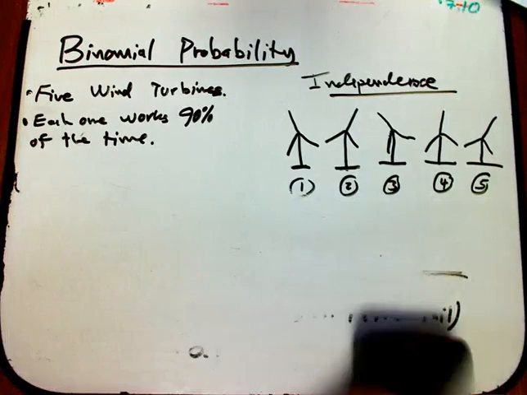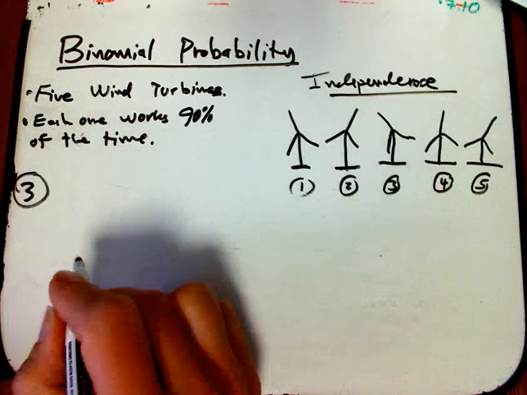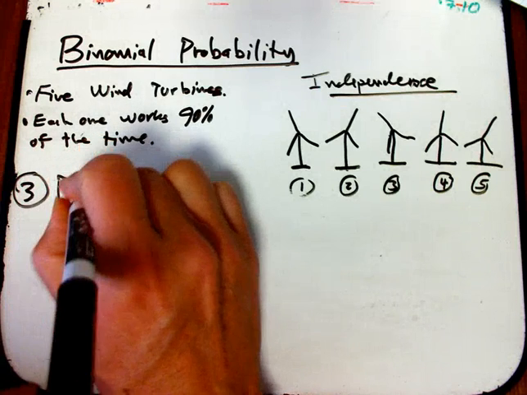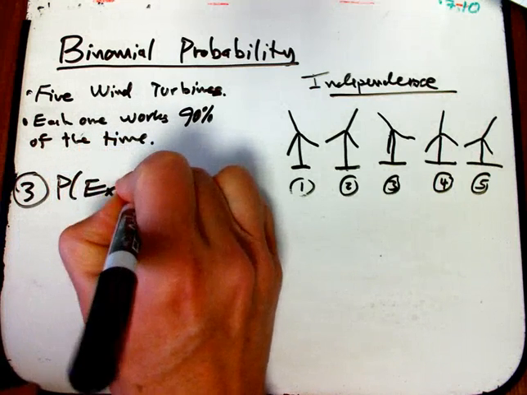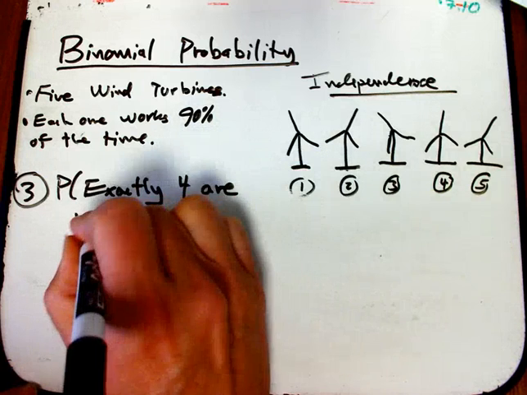Most people are pretty good with that at this point, let's say in the class that I teach. And then here's where people tend to get confused. What's the probability that exactly 4 are working?